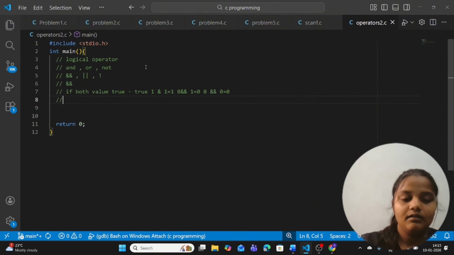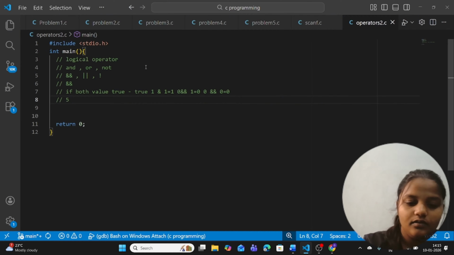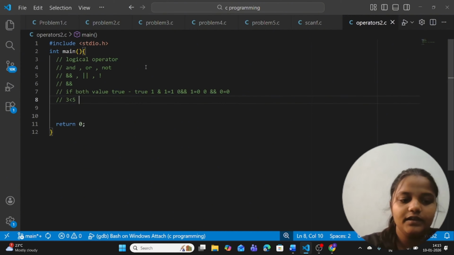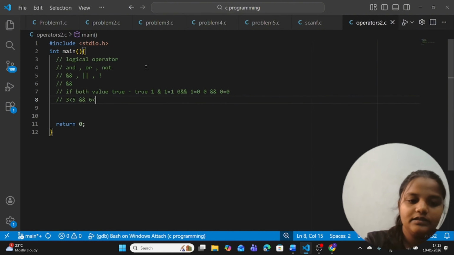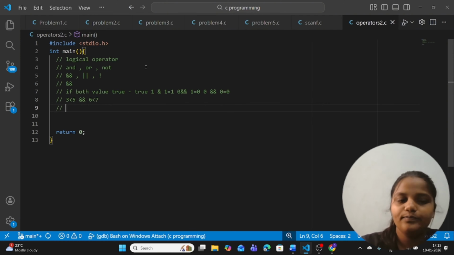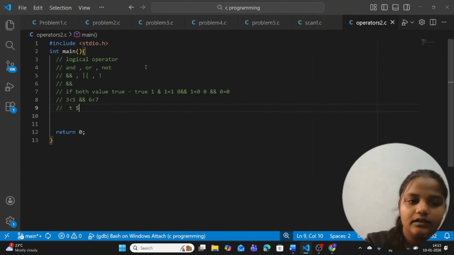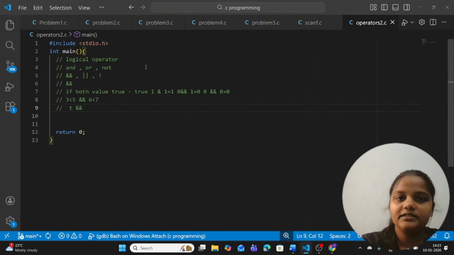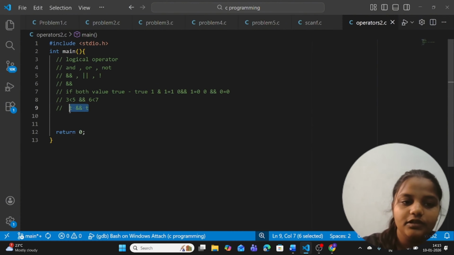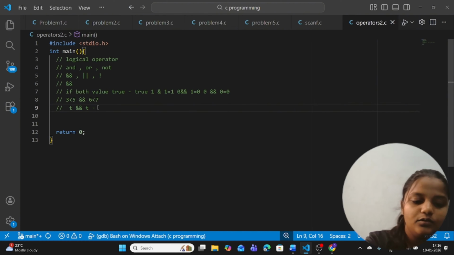So we see one example. If 3 less than 5 and 6 less than 7. Is this true? Yeah, 3 is less than 5, so it is true. Then 6 less than 7, yeah, it is also true. Then here both the values are true, right? Then our output will be true.